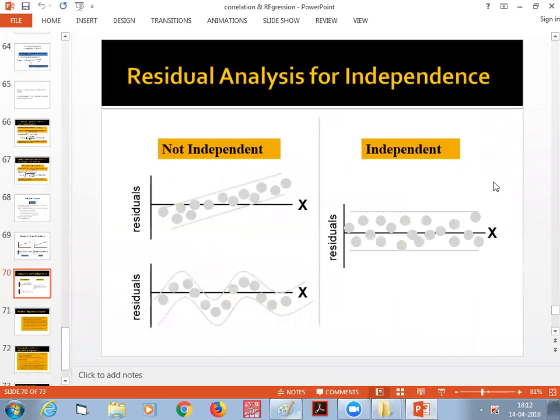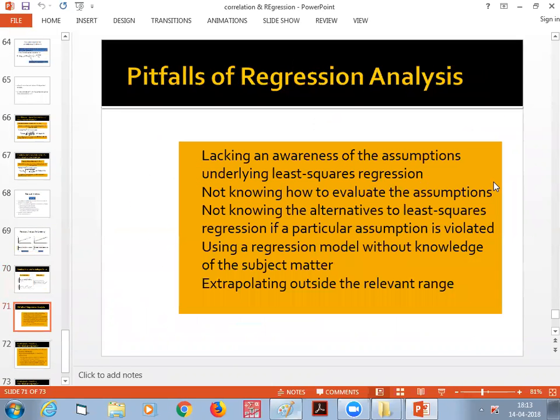What is happening? Next. That is repeated again. That's why I skipped that. So that is the regression analysis. Next one is pitfalls of regression analysis.